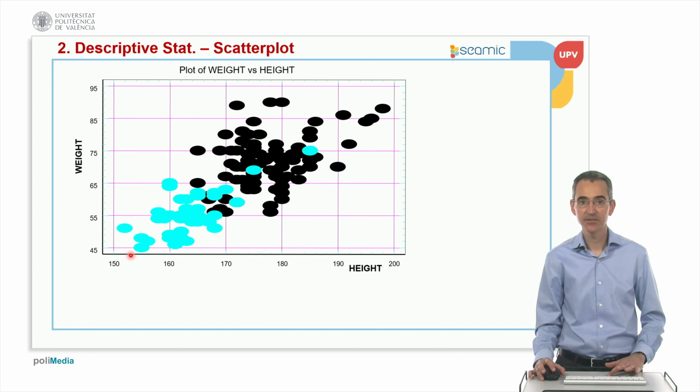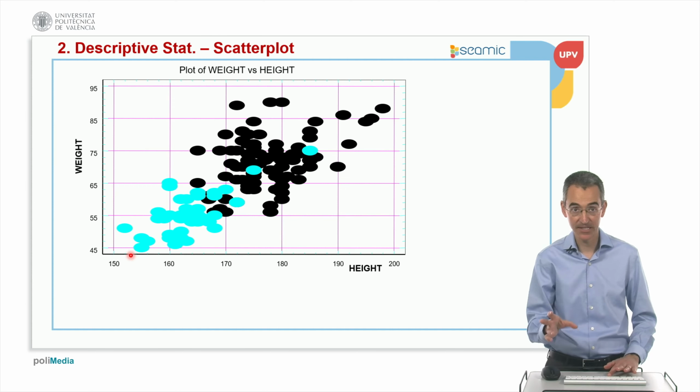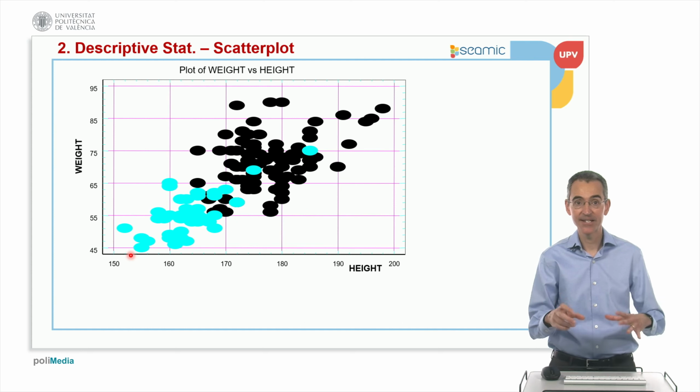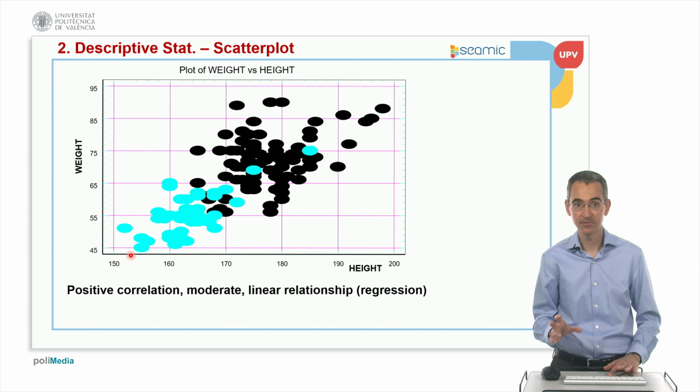Okay, and also one advantage of this plot is that we can color the points according to some type of category. For example, in this case, the blue points correspond to women and the black points correspond to men, and then here we can find that we have like a mixture of two populations, and this can be seen very easily from this kind of plot.